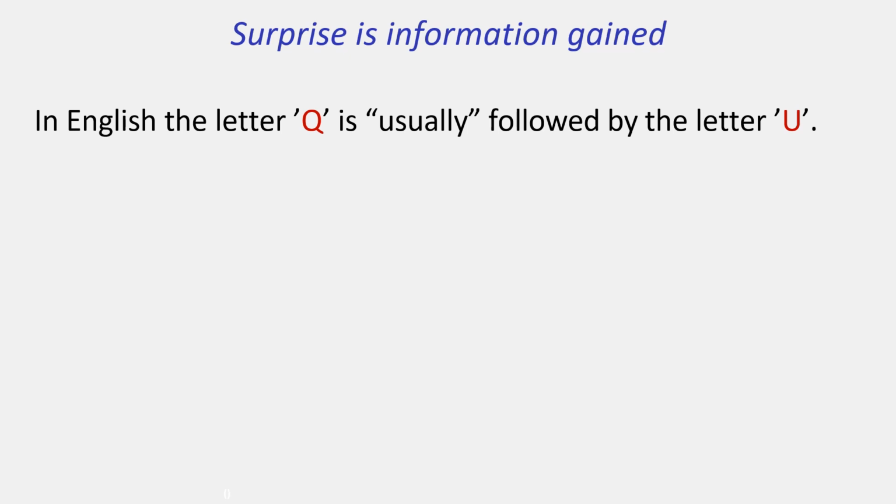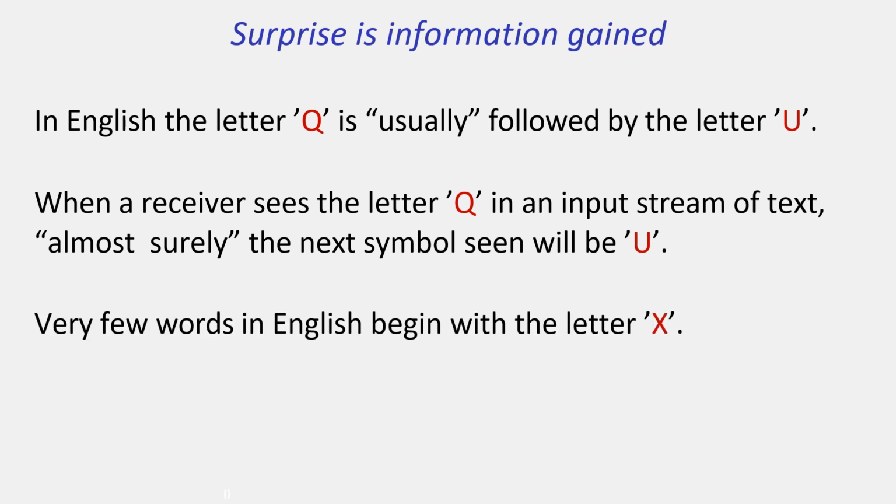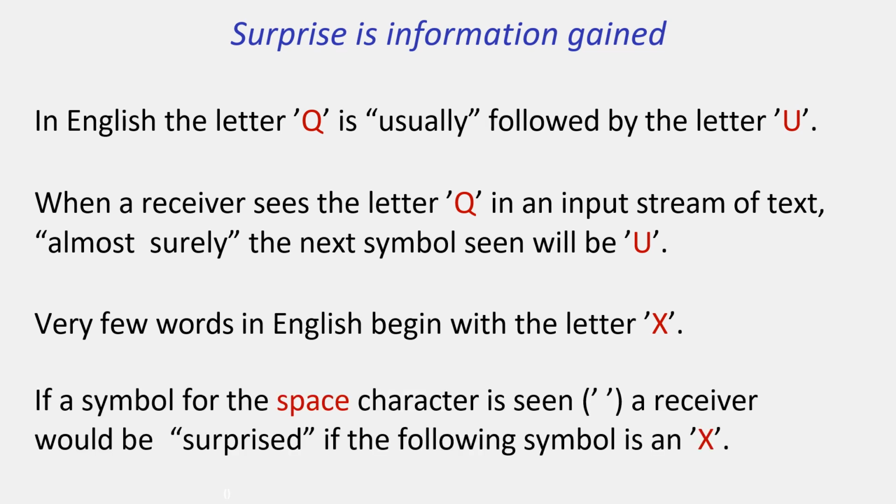So, an example. If we look at English language text, the letter Q is usually followed by the letter U. So, if a receiver sees the letter Q in an input stream of text, then almost surely the next symbol they will expect to see will be the symbol U. There are very few words in English, relatively, that begin with the letter X. And so, in a similar way, if the space character is seen, which indicates that the next character will be the start of a new word, the receiver is going to be surprised if the symbol seen after the space character is the character X.